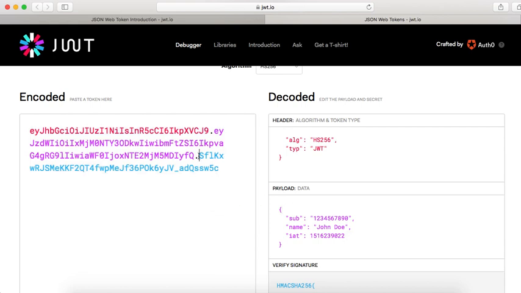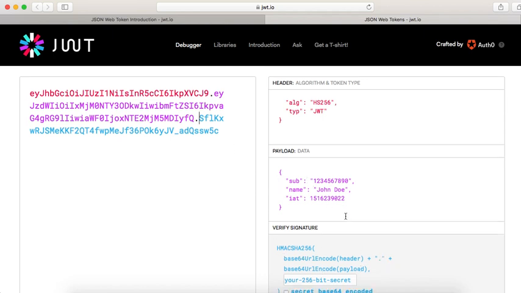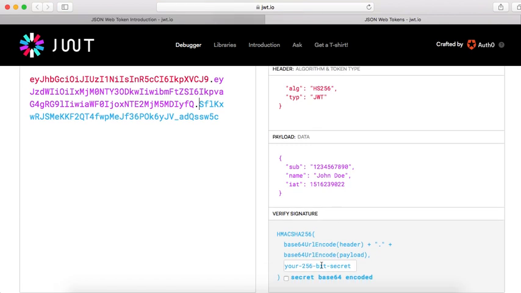The third part in the blue one, it says that this is for verifying signature. It contains the base64 version of the header plus this dot base64 version of this payload, and it requires some secret key. So we have to choose a secret key which is difficult to be guessed, and that way the JWT is secure.